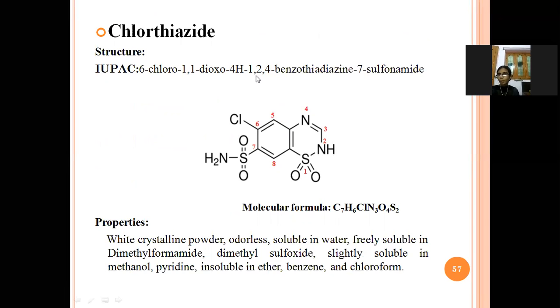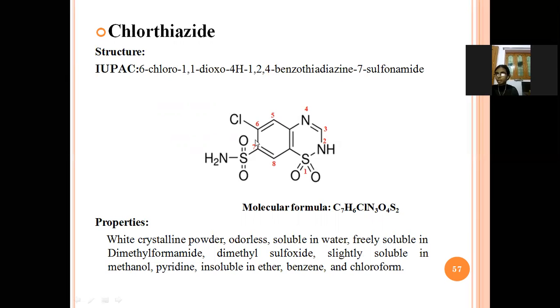4H 1,2,4 benzothiazine 7-sulfonamide. See here the structure. So this is the benzothiazine. So thia means sulfur, diazine means nitrogen. Two nitrogen atoms are there. So the structure is 1. In the first position, sulfur 1, 2, 4.